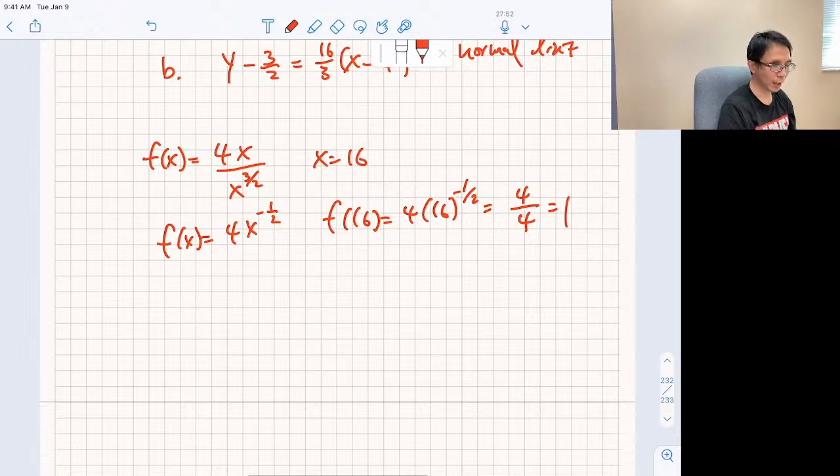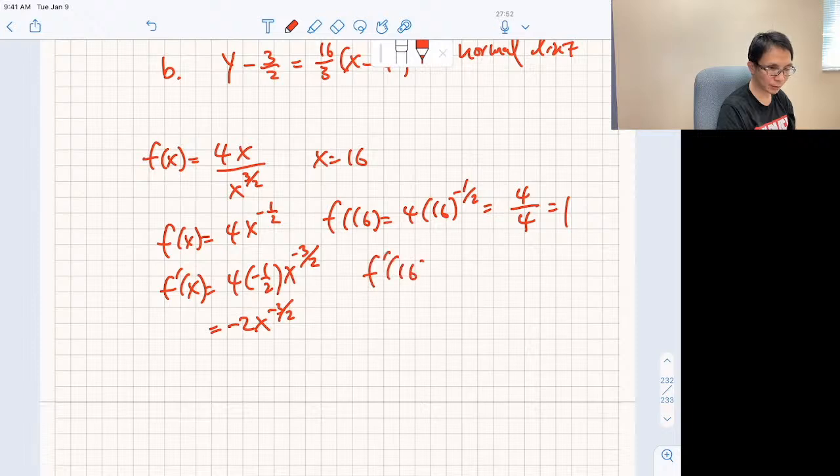Okay. Now I'm going to take a derivative of this to find the slope. Now it's going to be 4 times negative half times x to the negative 3 over 2. So that's equal to negative 2x to the negative 3 over 2. If I plug in f prime of 16, I'm going to get negative 2 times 16 to the negative 3 over 2. Do you guys know what the answer is? Negative 128. It's negative 1 over 32. Yeah, something like that.